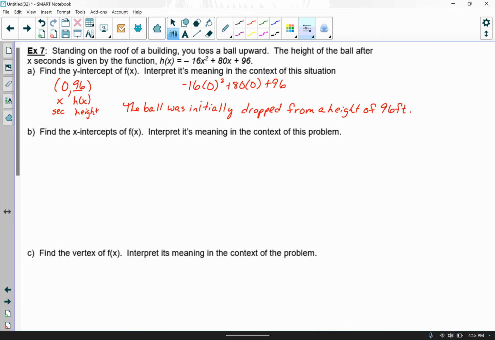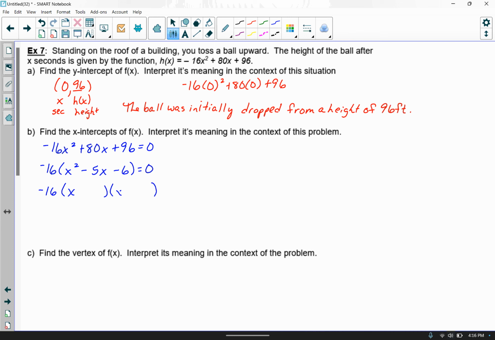Okay. Part B wants us to find the x-intercepts. So for x-intercepts, we're trying to solve for x, and we let y equal 0. This time we're letting our height equal 0. So we're setting negative 16x squared plus 80x plus 96 equal to 0, trying to solve for x. All right, first thing I'm going to do here is I want that leading term to be positive. So I'm going to pull out a negative, but it just so happens that 16 will go into all of those numbers. So I'm going to pull out a negative 16 and write what I have left over: x squared minus 5x minus 6. All right, so then let's see if we can factor this.